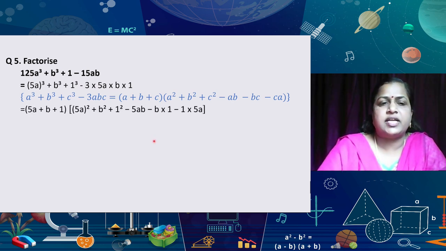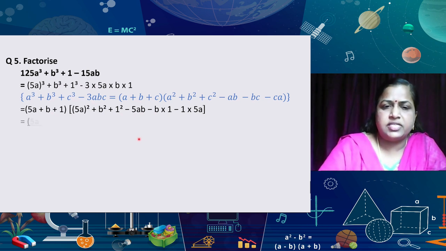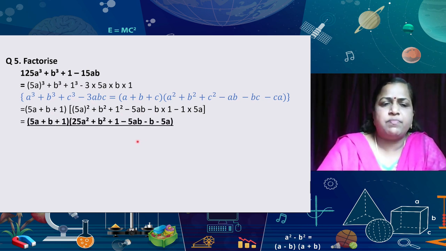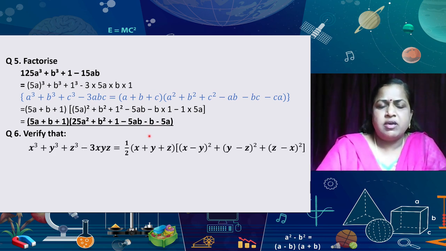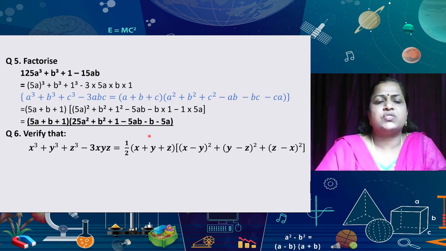So by applying this identity, here a equal to 5a, b equal to b itself and c is 1. So we can write 5a plus b plus 1 into 5a the whole square plus b square plus 1 square minus 5ab minus b into 1 minus 1 into 5a. That is, the answer is 5a plus b plus 1 into 25a square plus b square plus 1 minus 5ab minus b minus 5a. Now, applying this identity, we can solve the next question.